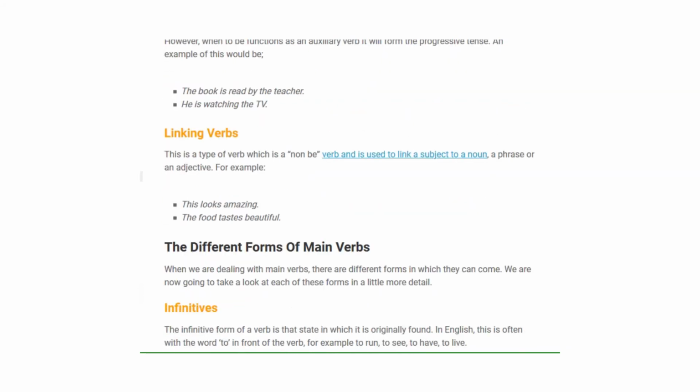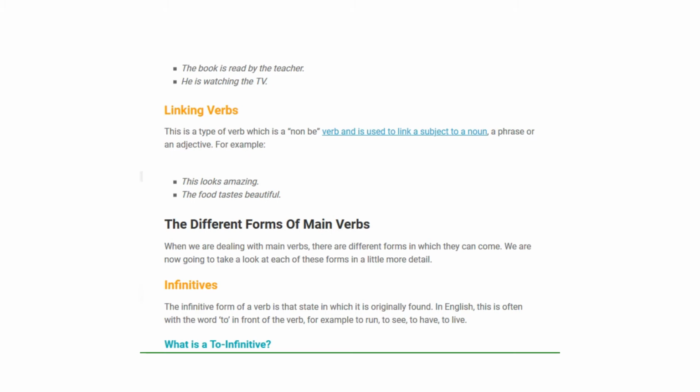Okay, so we have some linking verbs. This is a type of verb which is a non-be verb and is used to link a subject to a noun, a phrase, or an adjective, for example. This looks amazing. The food tastes beautiful.